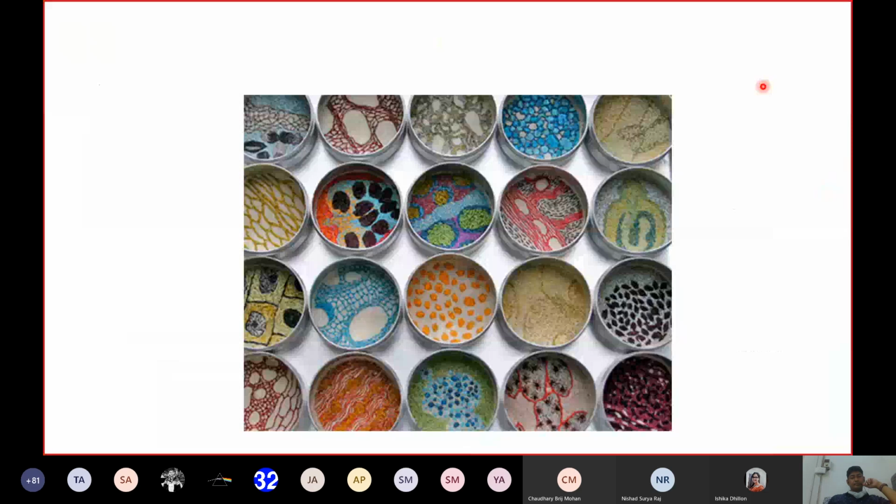Here you can see different bacteria. They are producing different types of color. This picture I have taken from an agar art competition. Because of this pigment production, people make different types of shapes.